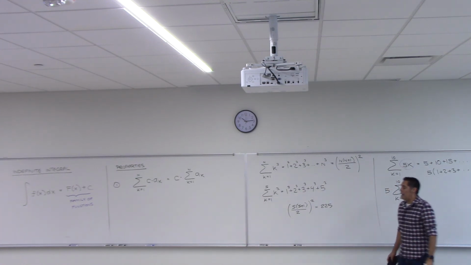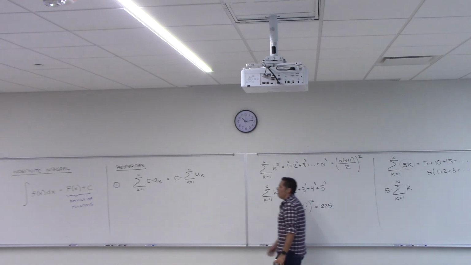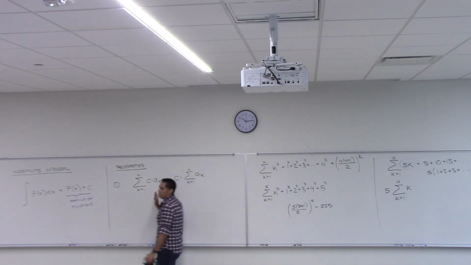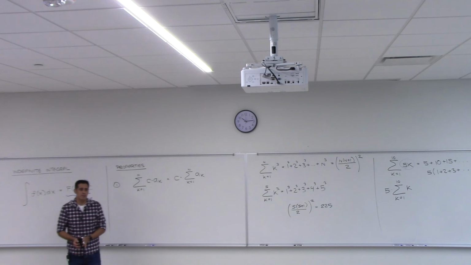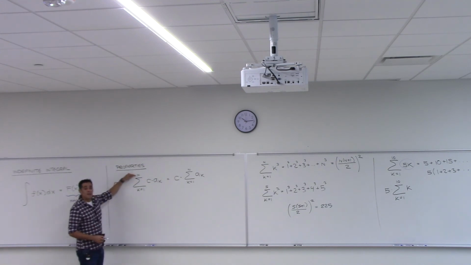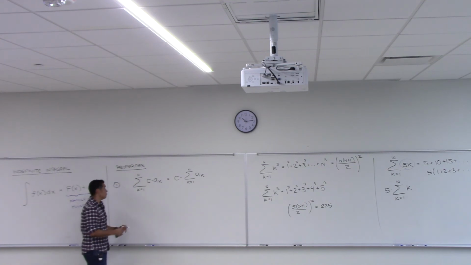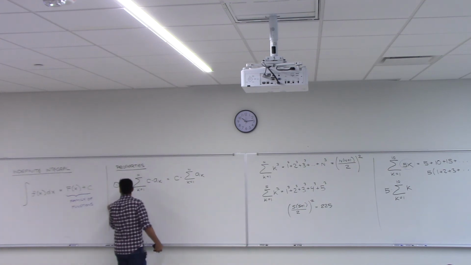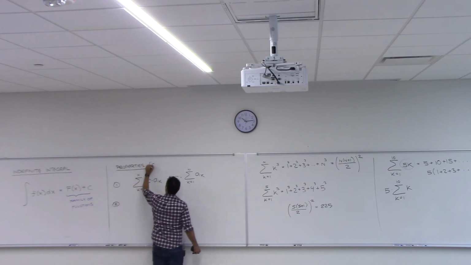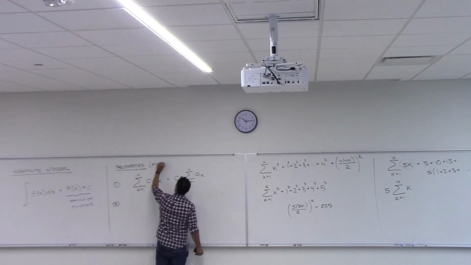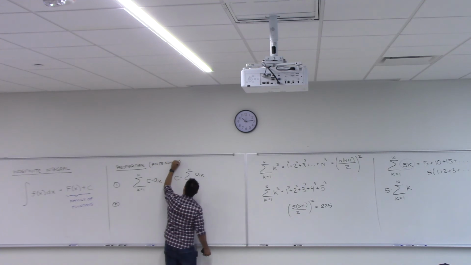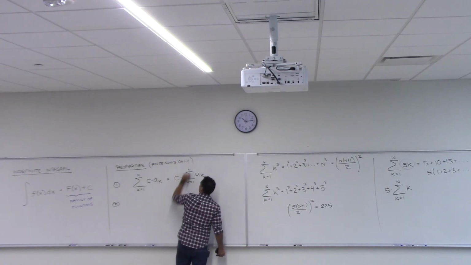So constants come out. That's your first property of summations. Now, I need to be clear on something. All of the properties I'm giving you right now are for finite sums, meaning this n is not infinity. In chapter 8, this n is going to be infinity. So it is only for finite sums that these properties are true, especially this next one. So I should put up here, finite sums only. A little disclaimer, okay?